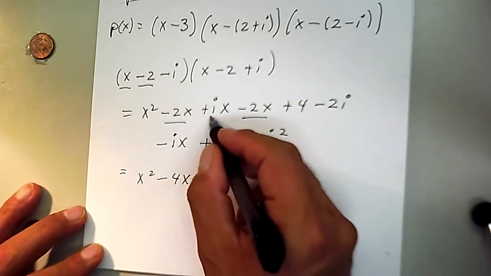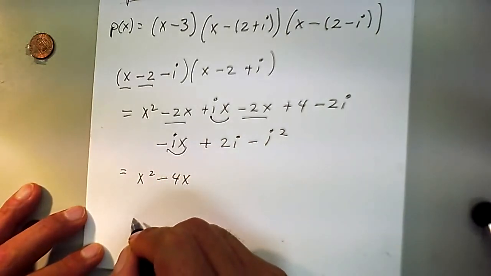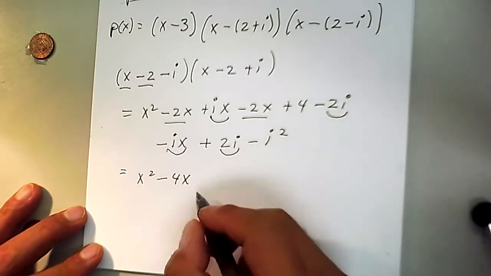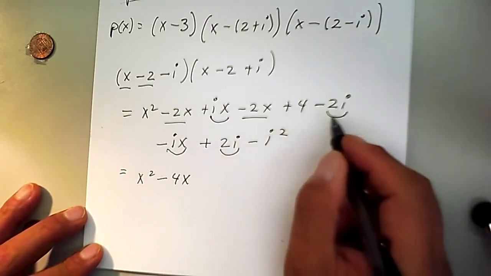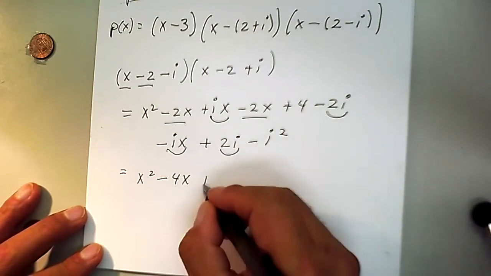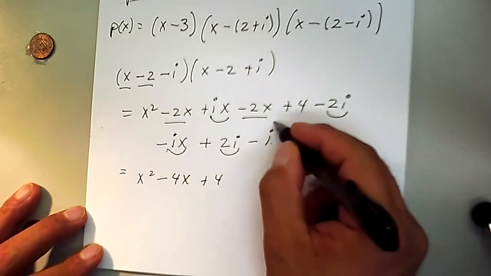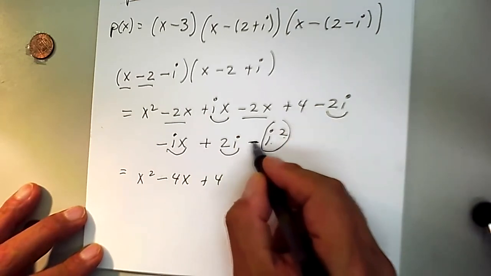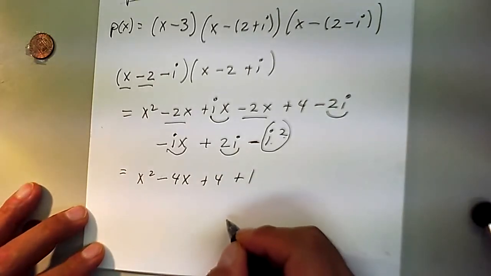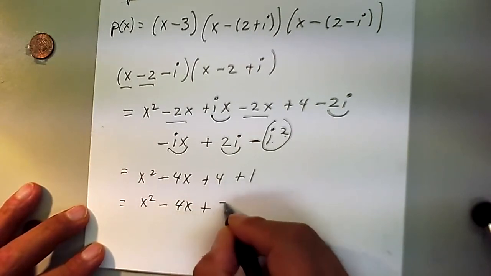And notice that ix minus ix are going to cancel off. In fact, negative 2i plus 2i are going to cancel off. So those are gone. What is left? 4. And then i squared is really negative 1. But then we have an extra negative in front, so that is plus 1. So we have x squared minus 4x plus 5.